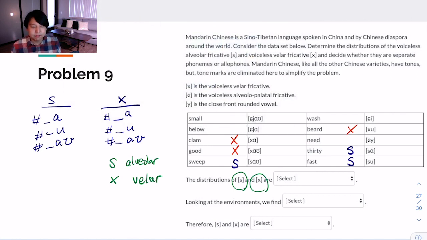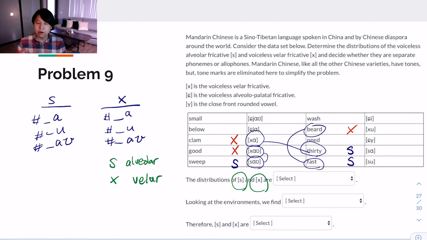The first step of the phonemic analysis is to find a minimal pair. So we've already found minimal pairs like ha and sa, sao and hao, and su and hu. There are 3 sets of minimal pairs in this data. You didn't have to do this. There are 3 of them actually: clam and 30, beard and fast, and good and sweep.